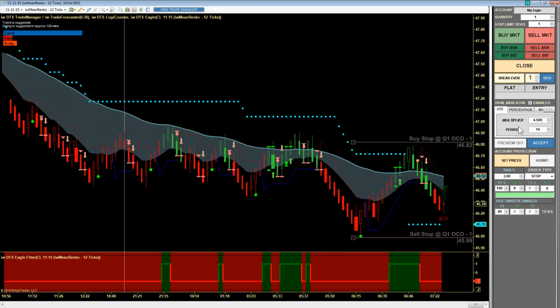So now I'm running a very liberal stop because I'm going to show you the OCO function here. And my stops are enabled, so as soon as the order gets filled, it will pick up my stop and automatically place a stop for me.